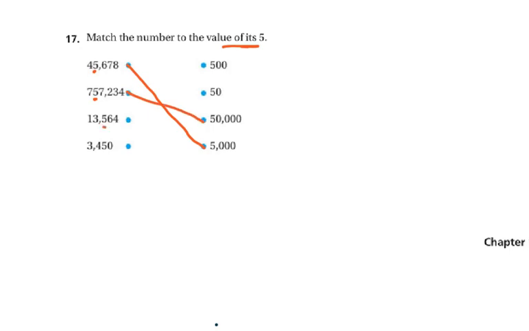This 5 is in my hundreds place. So it's going to be 500. So I'm going to match it with 500. This 5 is in my tens place. So it's going to be 50.